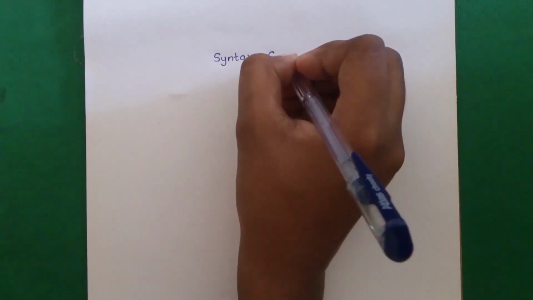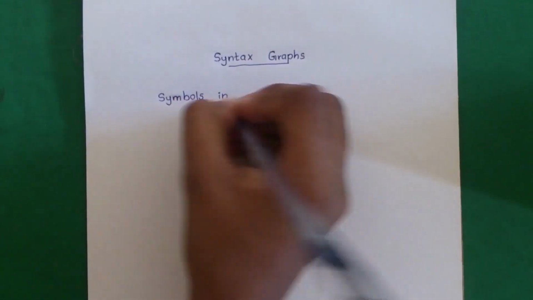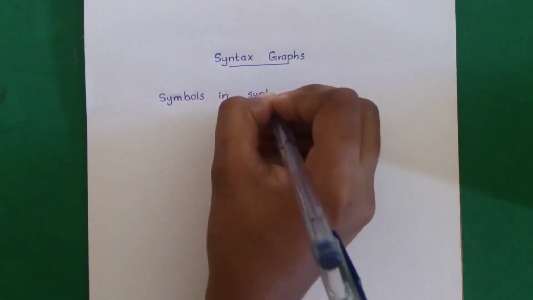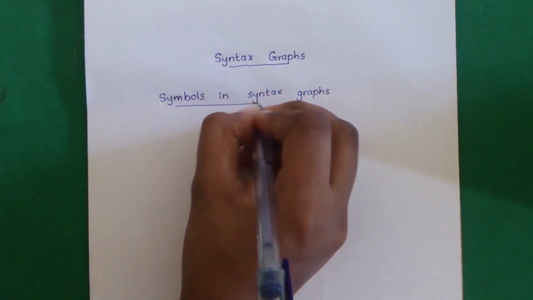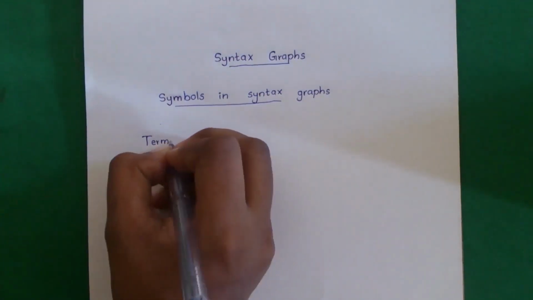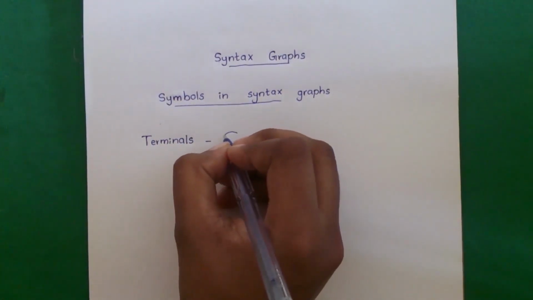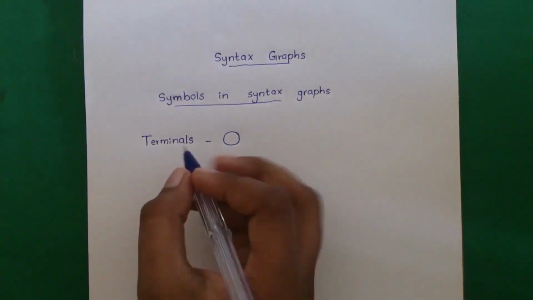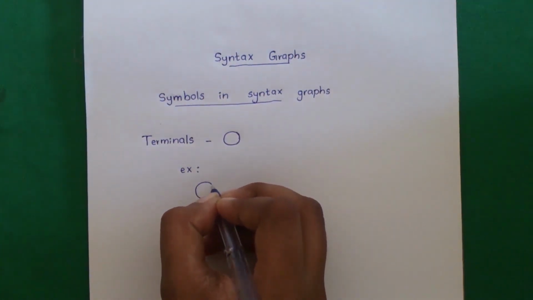Now we will move on to the syntax graph. This is very simple and you can understand that easily by using this video tutorial. Actually, by using syntax graphs, we can describe BNF and EBNF rules graphically. Now we will see what are the symbols in syntax graphs. We use rounded symbol to display the terminals. Now you know the examples and you can see how to write those examples inside the symbol.